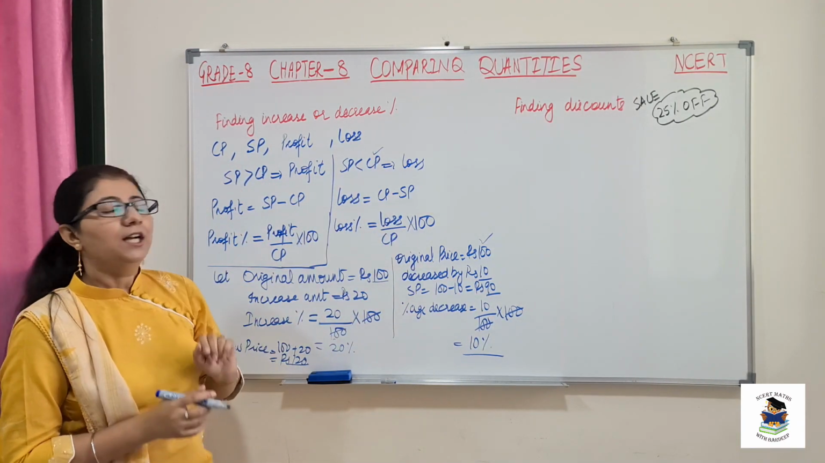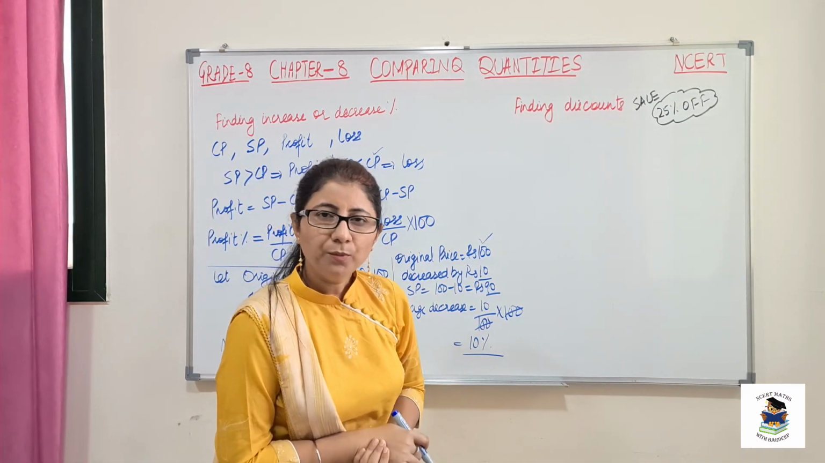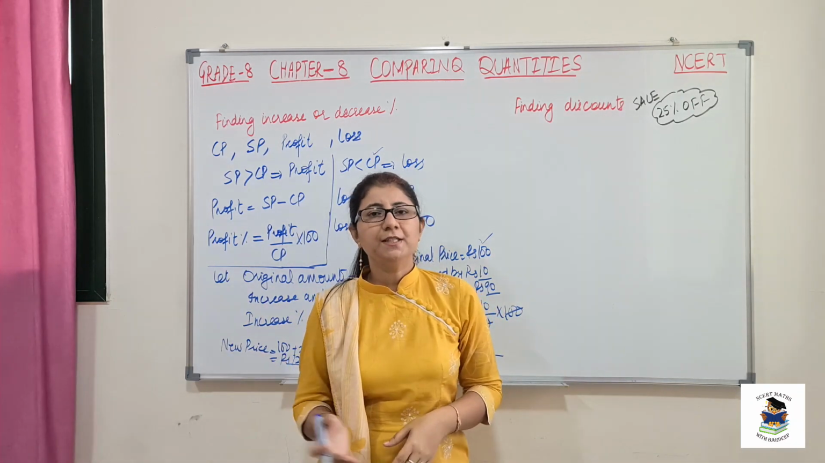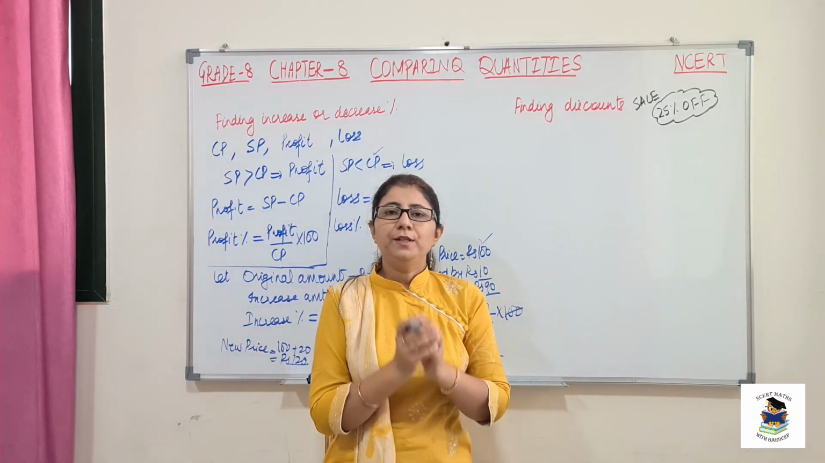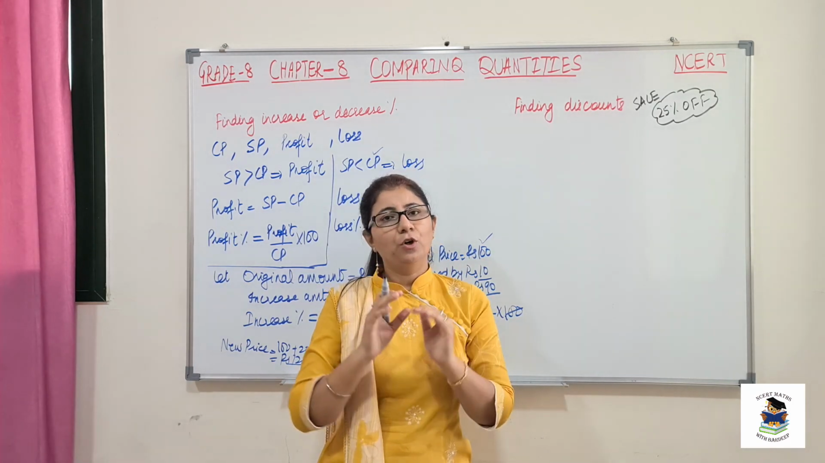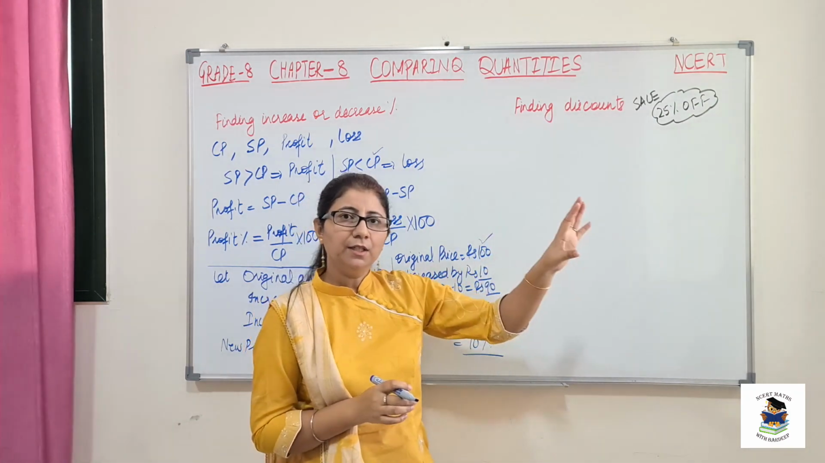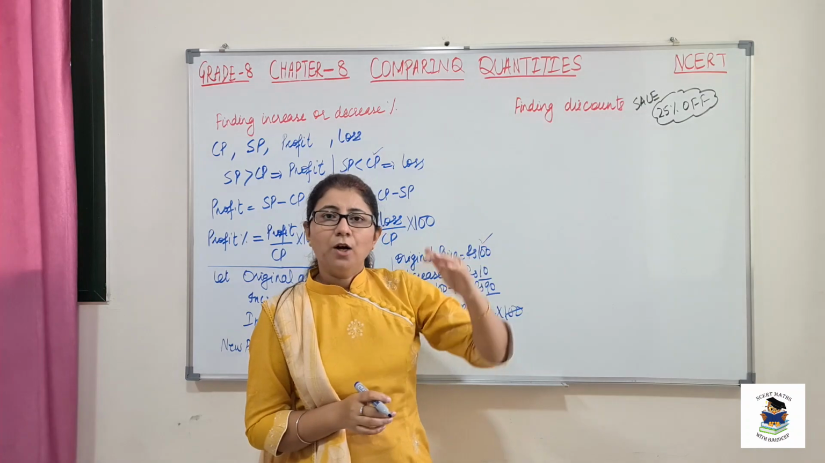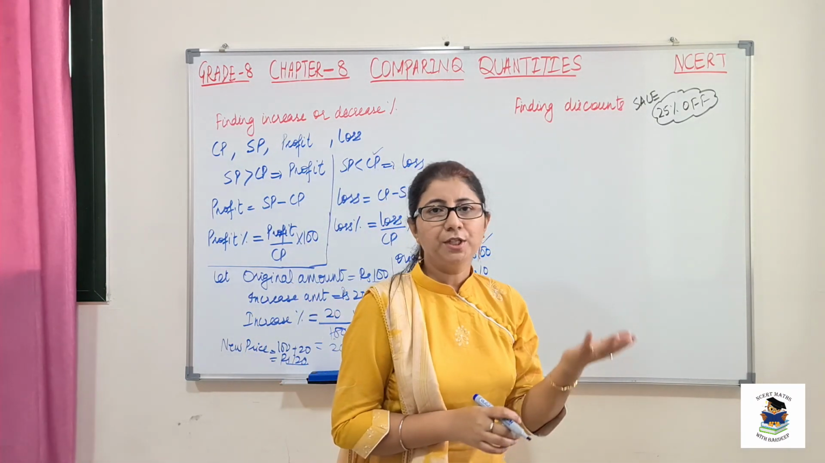So now let's see how to find discounts. When we go to market, we see so many times that an offer is there, 25% off, sale is there. So what is that discount? Discount is always to be subtracted from your original price. That means suppose market price is given and it is given that there is a 25% sale. So now we have to pay 75% of the original price.